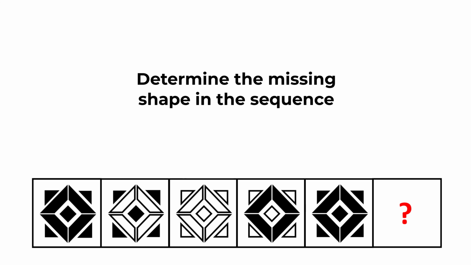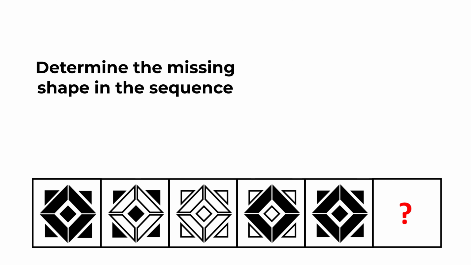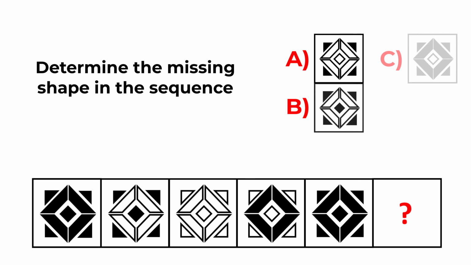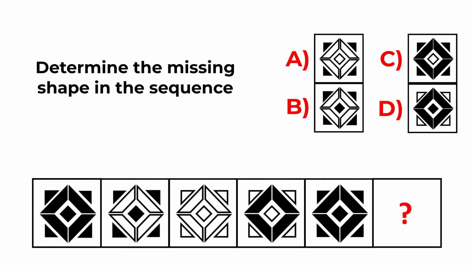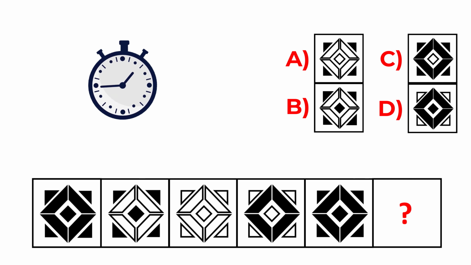You're presented with different shapes, and you need to identify the missing shape in the sequence. You're presented with 4 different choices, choices A, B, C, and D. Obviously, you need to look and identify the pattern. Do you see the pattern? Let's continue to see how we can get to the correct solution and solve this challenge together.